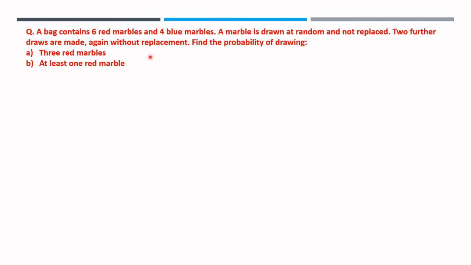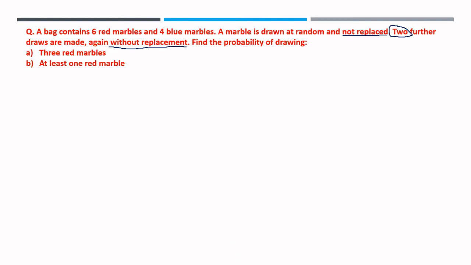A bag contains 6 red marbles and 4 blue marbles. A marble is drawn at random and not replaced. I am marking an important word, not replaced. 2 further draws are made, again without replacement. Find the probability of 3 red marbles and at least 1 red marble. Now you may pause the video if you want to get the solution of this on your own, but I will be explaining it now.